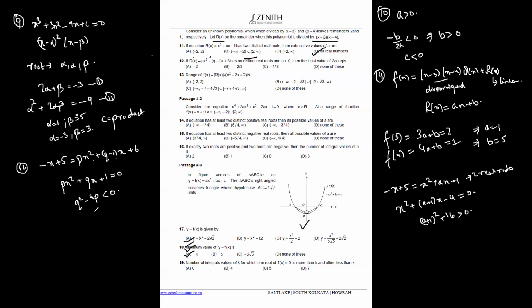It has no distinct real roots, but p is greater than 0. Then the least value of 3p plus q. Here p is positive, so q square would be less than 4p. We need the least value of 3p plus q.